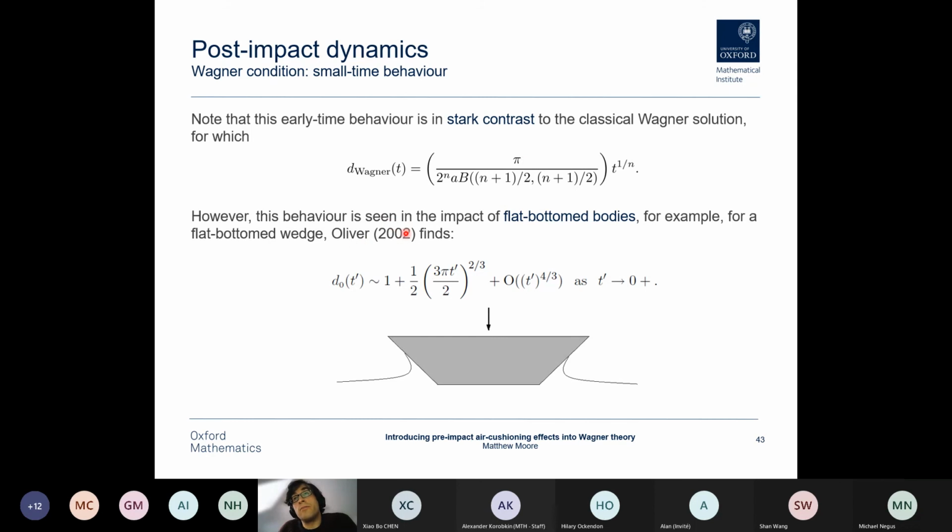And this is a solution from Jim Oliver's thesis, where he looked at problems involving these flat-bottom wedges and derived this early time asymptotic expansion. And so we're seeing that we get similar behavior because of that non-zero initial contact set.